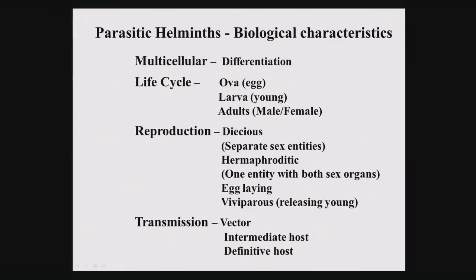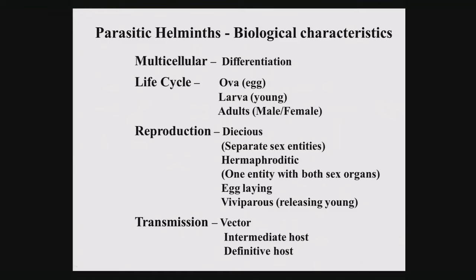So what we are going to say next is their biological properties. I think this needs to be mentioned in order to differentiate this from protozoa and from all the other single-cell pathogens. As I stressed repeatedly, these are multicellular organisms, so they have differentiation. And the life cycle includes the eggs, also known as the ova, and the young worm, known as the larvae, and the adult can be male or female.